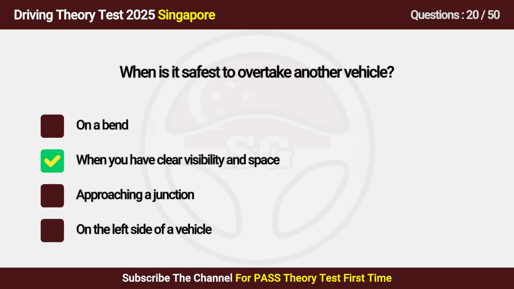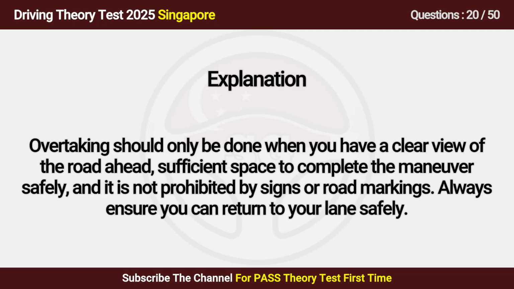Answer is B. When you have clear visibility and space. Overtaking should only be done when you have a clear view of the road ahead, sufficient space to complete the maneuver safely, and it is not prohibited by signs or road markings. Always ensure you can return to your lane safely.